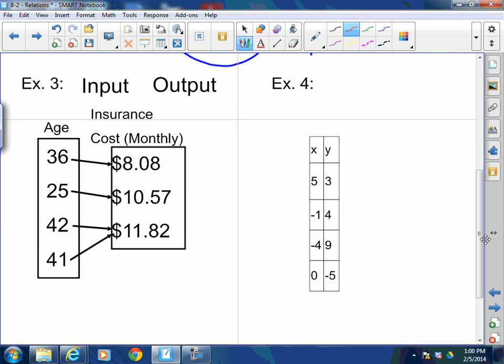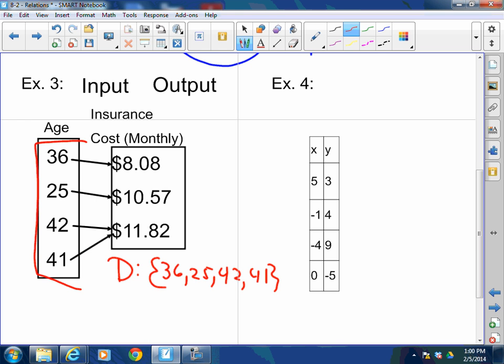Okay, now here. Remember, domain is input, range is output. What's my domain here? 36, 25, 42, 41. Done. Those are my valid x values. Can I put between 36 and 41 and everything in between? No. Very good.